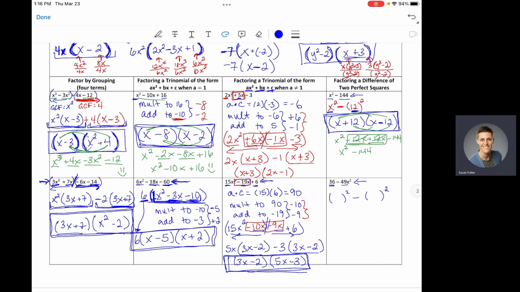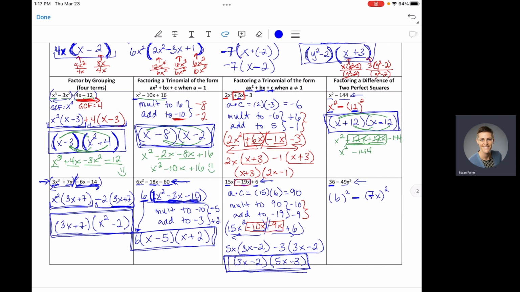Well, 36 can be written as 6 squared. That is a square. And then 49x squared, that can be written as 7x squared. That's a 7, sorry. And so I've got 6 squared minus 7x squared. And again, they're connected by subtraction. This is a difference of squares.